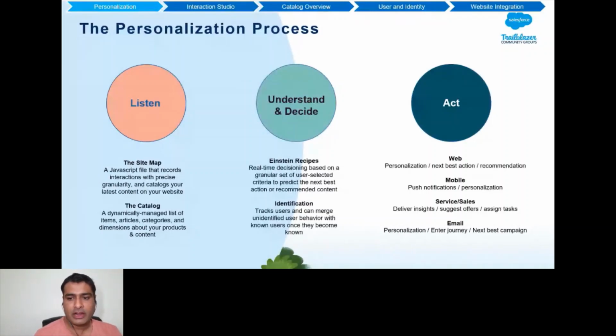So I was talking about identification, that Interaction Studio kicks in that process of identification, whether there is an anonymous user who is coming to your website or someone who is coming back to your website, and then stitches that identity for the anonymous user and the known user. And then you can use Einstein recipes, which is a collection of AI algorithms and business rules, which we'll be covering sometime later.